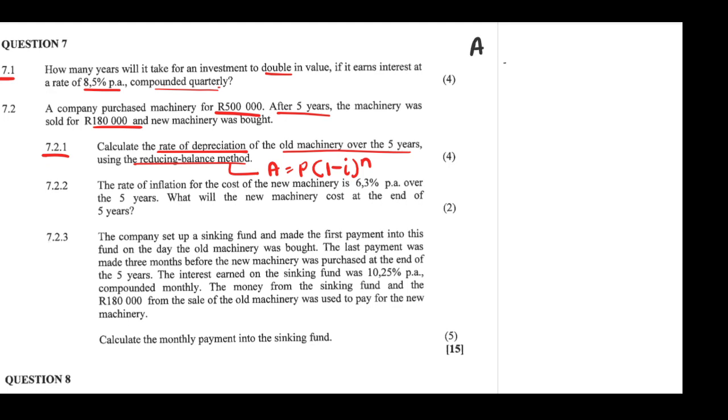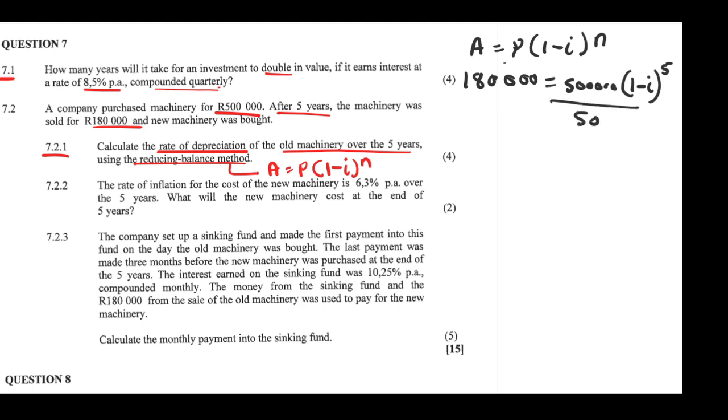So it's going to be A equals P into 1 minus i to the power of n, where the price of the old machinery is 180,000 rand. The original price is 500,000. And then what we're going to have is 1 minus the interest rate that we're looking for, for a period of 5 years. So we're going to divide both sides by 500,000 rand. And once you divide, you should get 9 over 25 equals 1 minus i to the power of 5.